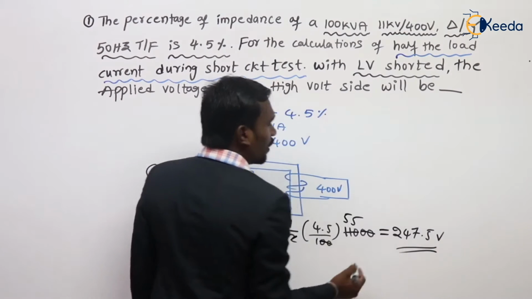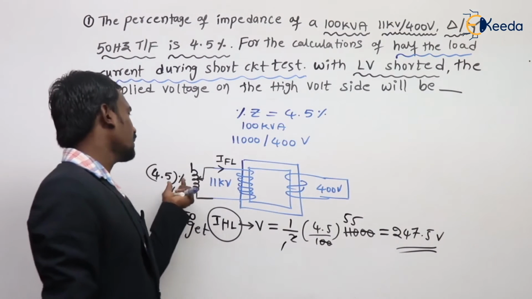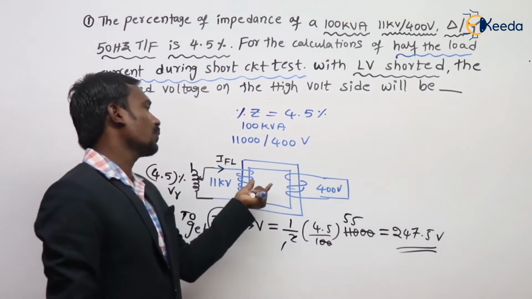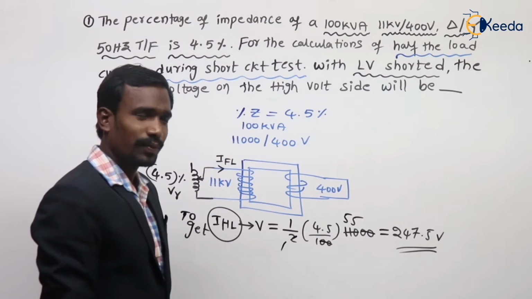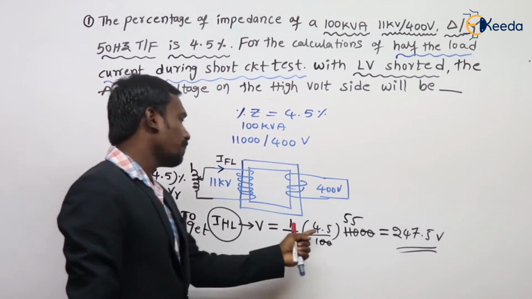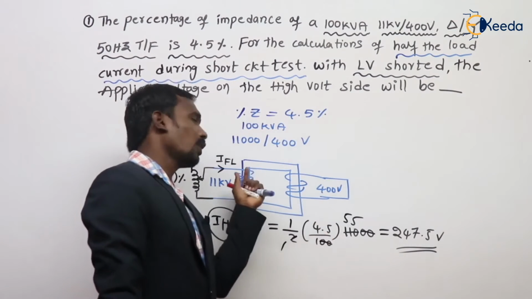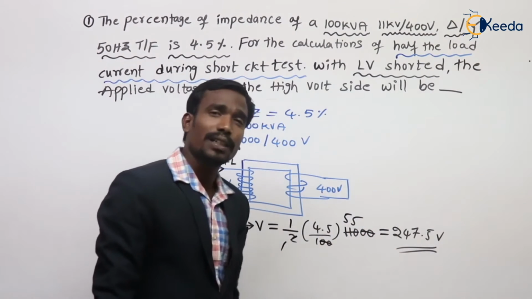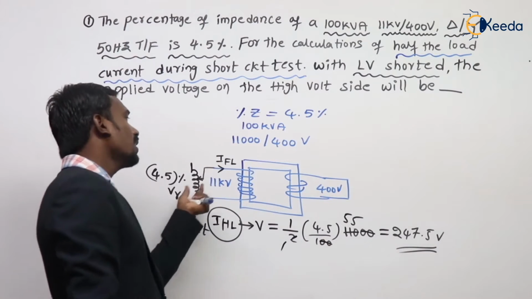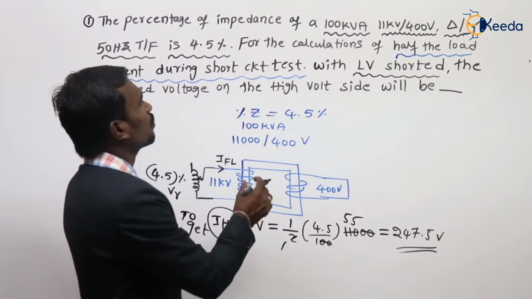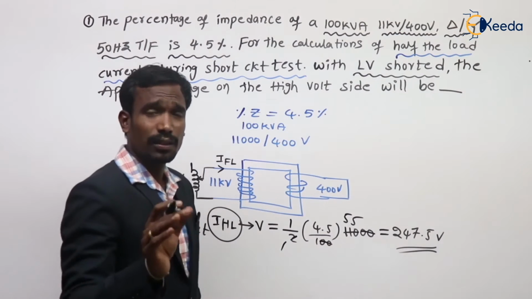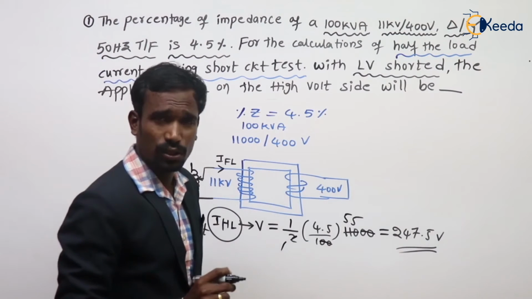247.5 volts. If you apply 247.5 volts, then you get half the full load current. If you apply 4.5% voltage, full load current flows; if you apply 247.5 volts here, then half the full load current flows in the transformer. This is the question. Very simple. They can ask you this in the exam. This is the previous GATE question.